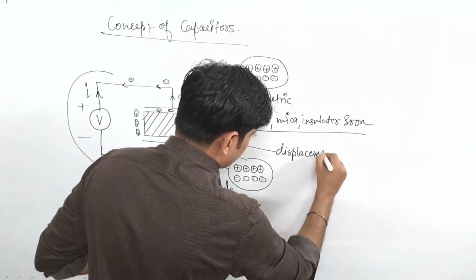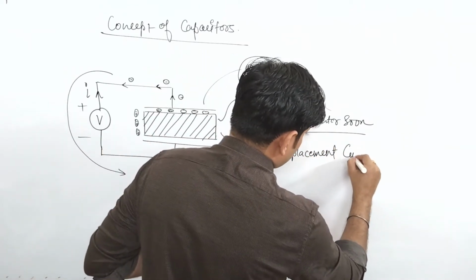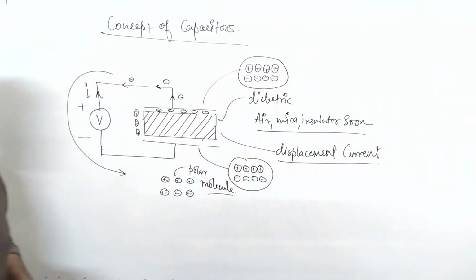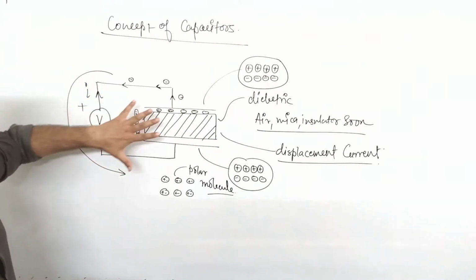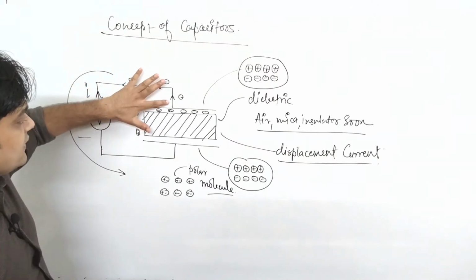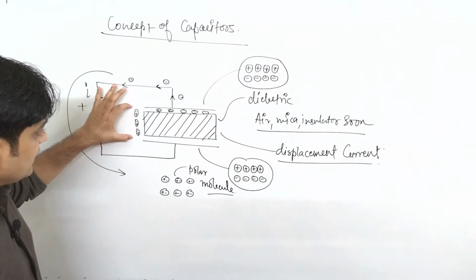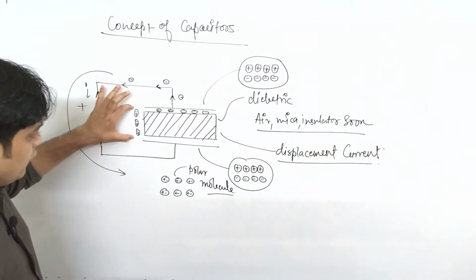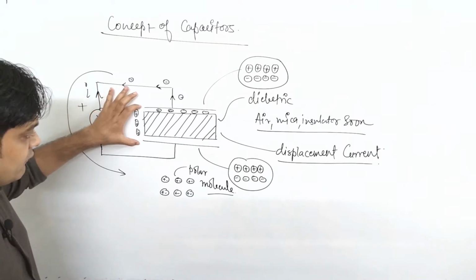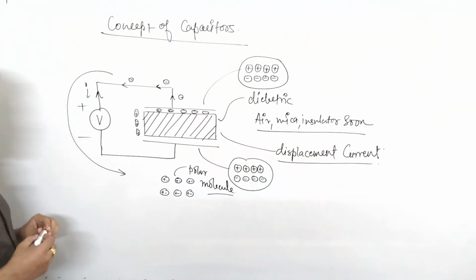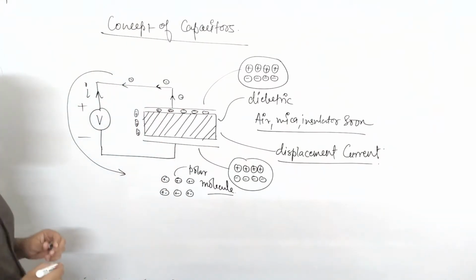You will learn more about this in your EDC subject. For the time being, I am explaining here. This current is known as displacement current. So overall, when this voltage V is applied, because of the electrons flowing in this manner and these polar molecules getting aligned, there is a flow. That flow is known as displacement current within this boundary, and finally you can say some current I starts flowing in this manner.